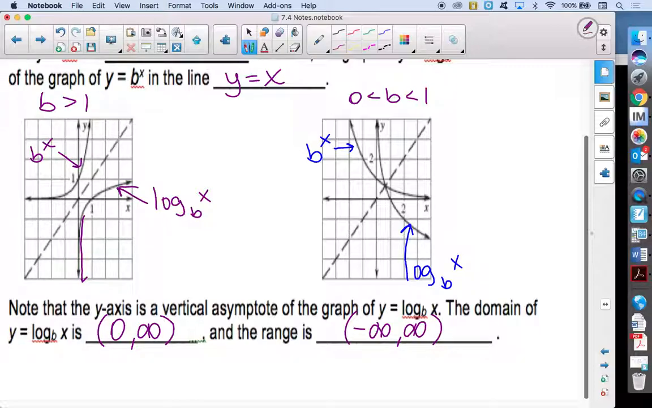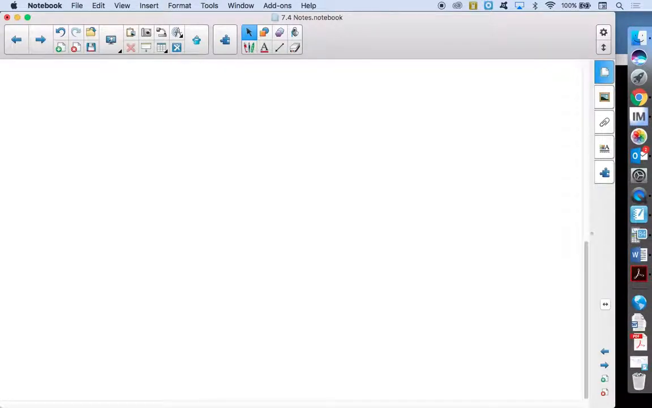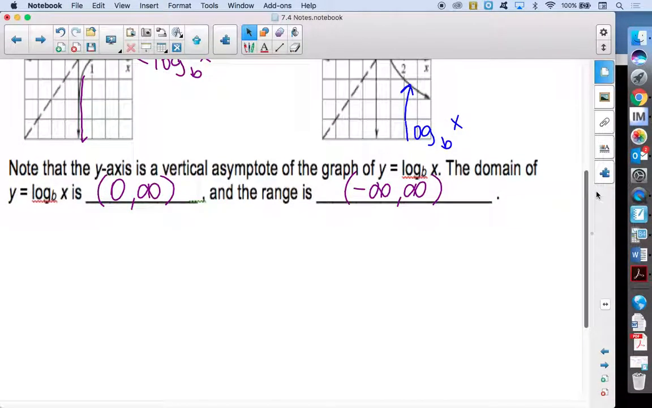If you think back to the exponential function and its domain and range, it's the exact opposite of the log. Because if x and y are switching, then my domain and range also have to switch. So the exponential function, the domain was always negative infinity to positive infinity. The range was always 0 to infinity. So they're just kind of switching. Questions?